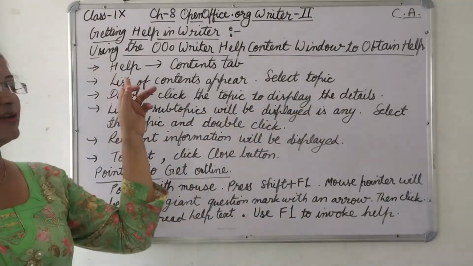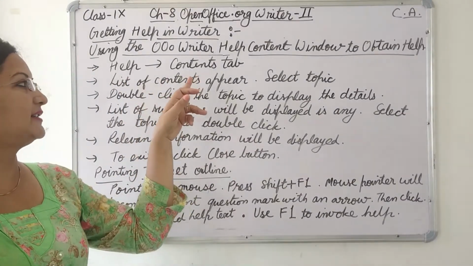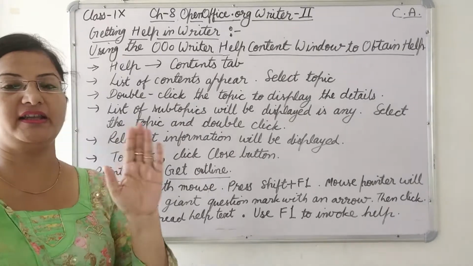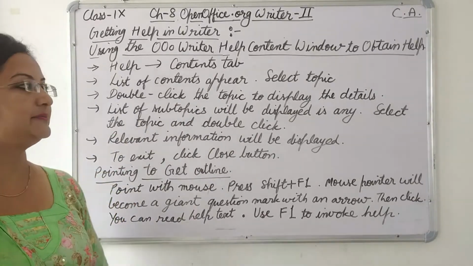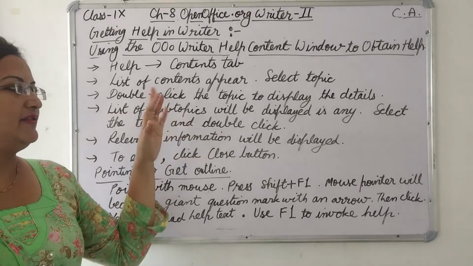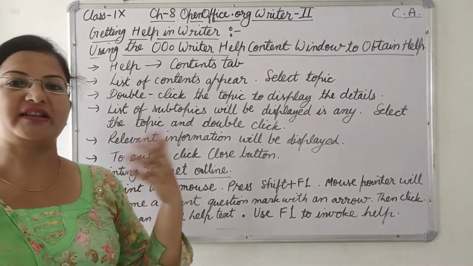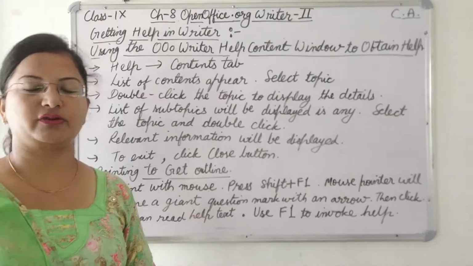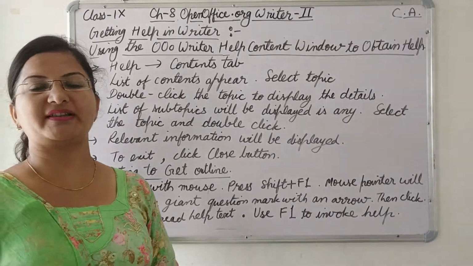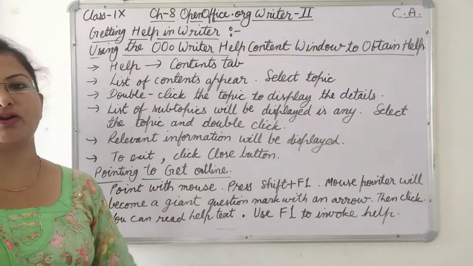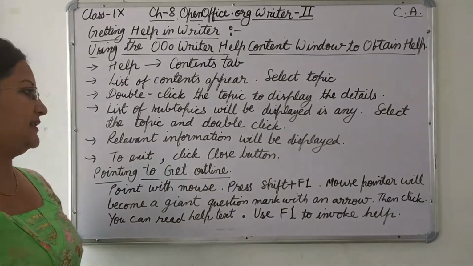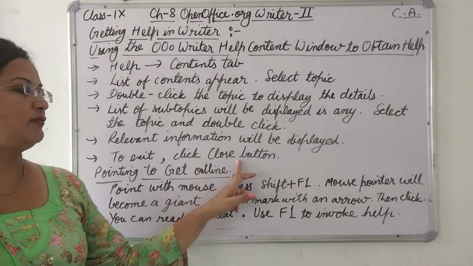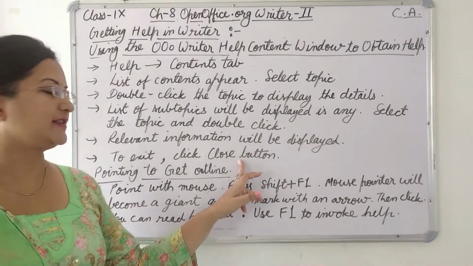Got it? You have to click on help, then content tab, then the list of contents will appear. We have to select the topic and then double click to see the details. If the topics have some subtopics, then we will be able to see the list of subtopics. So if we want to see the details of the subtopics, then we can double click on the subtopics to see the details. Then relevant information will be displayed. If we want to exit, we have to click on close button.